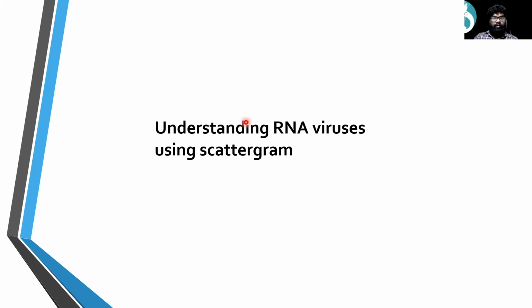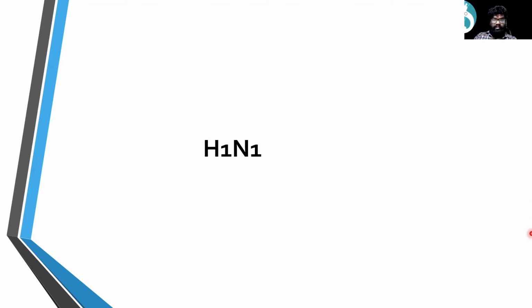Here, basically, we'll be looking into the RNA viruses on this scattergram. We are looking into three different RNA viruses which are commonly known to us. One is H1N1. H1N1 is an RNA virus which has already caused a pandemic, and it also produces symptoms similar to SARS-CoV, with respiratory distress syndrome. The classical picture of H1N1 is lymphopenia, and it sometimes produces pancytopenia too.